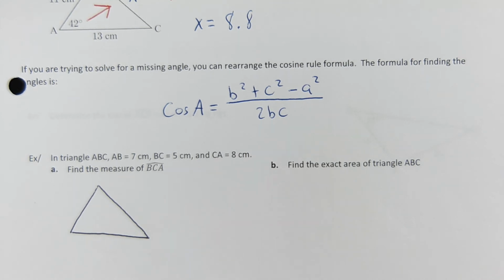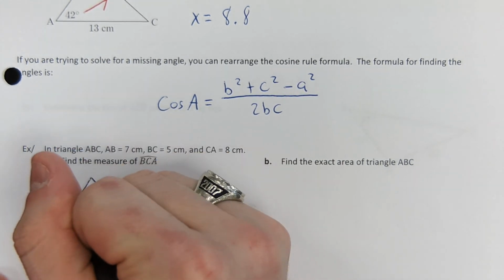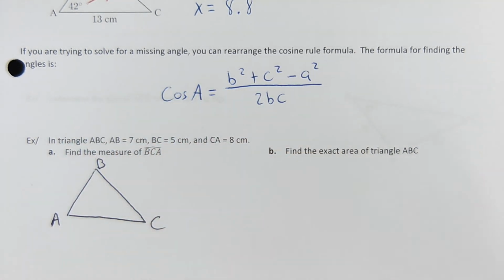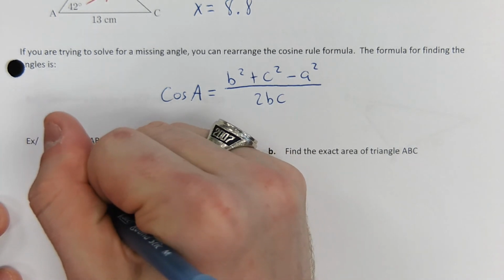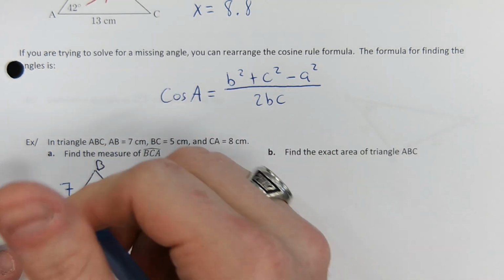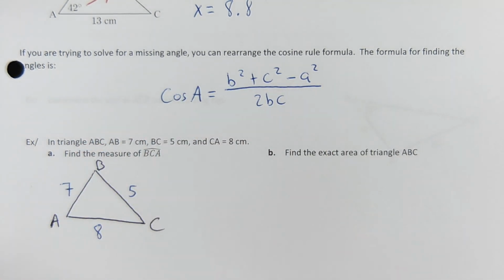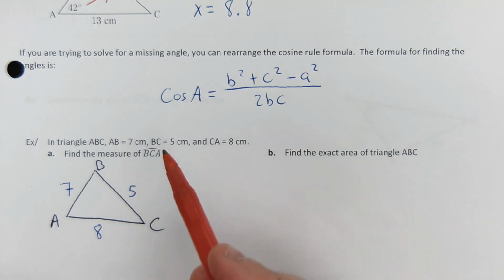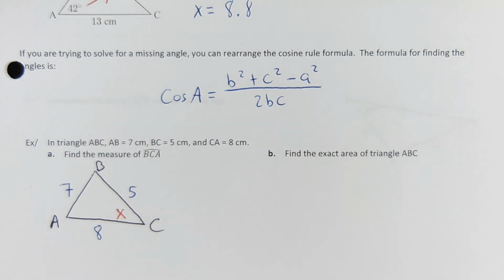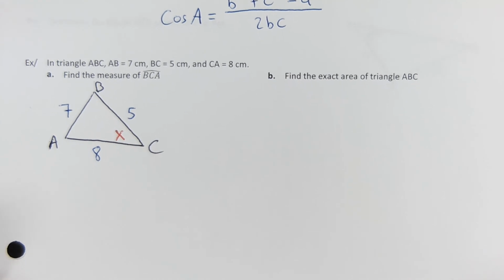What do we know? They've called it triangle ABC, so I'm going to go ahead and name it. The order of the letters is arbitrary. So there's ABC. The only reason I'm doing that is so that I can figure out exactly which sides and angles it's talking about. Side AB has a length of 7, side BC has a length of 5, and side CA has a length of 8. And we have been asked to find angle BCA. The middle letter is the angle, so we're trying to find this. I'm just going to call it X because capital C and lowercase c look remarkably similar.